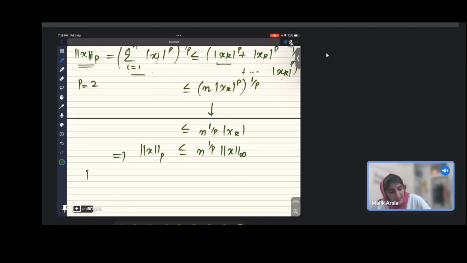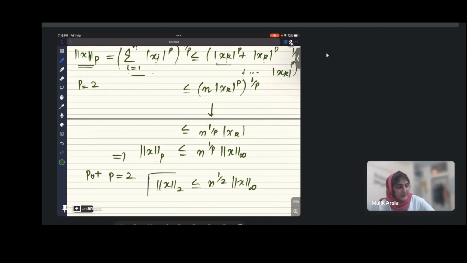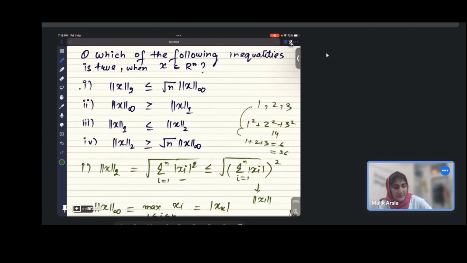Now in our case, put p equal to 2. So the Euclidean norm is going to be less than or equal to n to the power 1 over 2 times the infinity norm. Do you agree on this thing? This is the first option, so the first option is correct. Now look at the second option and tell me why it is not correct.